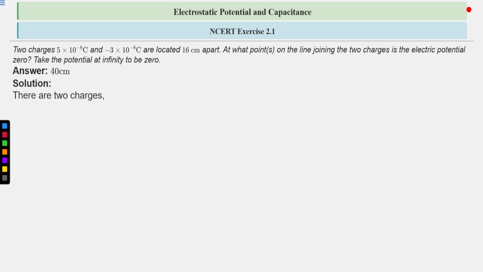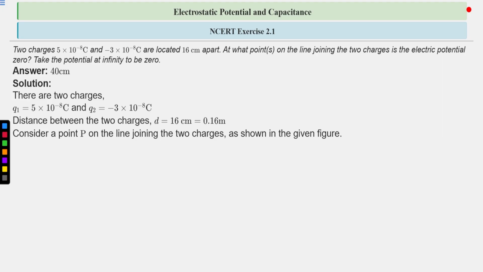Solution. There are two charges. One charge is Q1 equal to 5 × 10^-8 coulomb and Q2 is equal to -3 × 10^-8 coulomb. Distance between the two charges D equals 16 centimeter. Converting it to SI unit, meter, it is 0.16 meter.